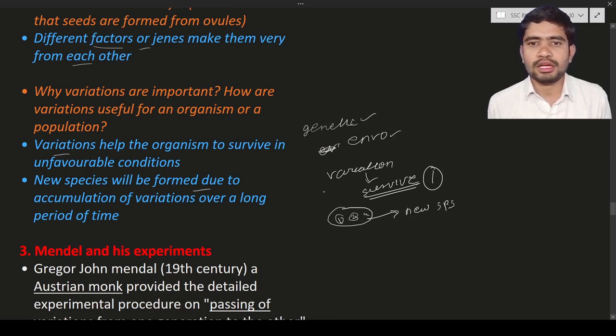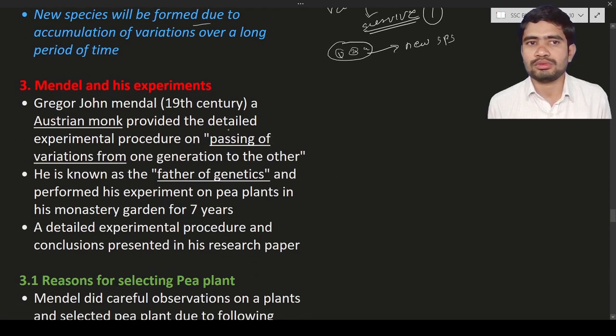So next is Mendel, and his experiment. So what is his experiment? Who is Mendel first? Mendel was a monk, an Austrian monk, and he belongs to the 19th century. He provided the detailed experiment of passing variation from one generation to another generation. Just now we discussed what variations mean, the changes. The changes that occur in the parent will be passed to the children.